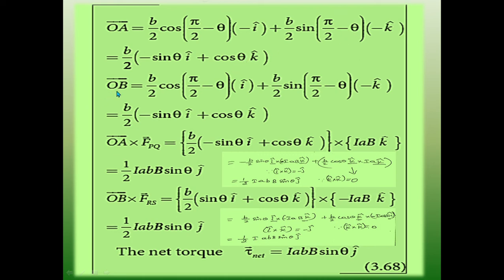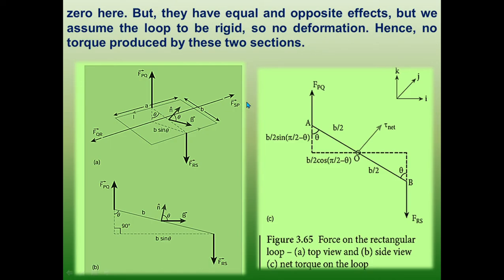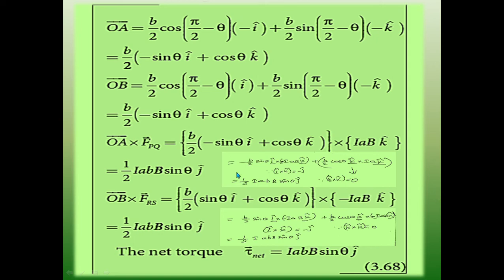So here the field acting along the OB direction is b by 2 cos(pi/2 minus theta) in the plus i direction, because this is acting towards the right hand side, so taken as positive i, plus b by 2 sin(pi/2 minus theta) minus k cap. Here from this equation, b by 2 cos(pi/2 minus theta), 90 degrees minus theta, is nothing but minus sin theta i cap. Here sin(pi/2 minus theta) is nothing but cos theta k cap.